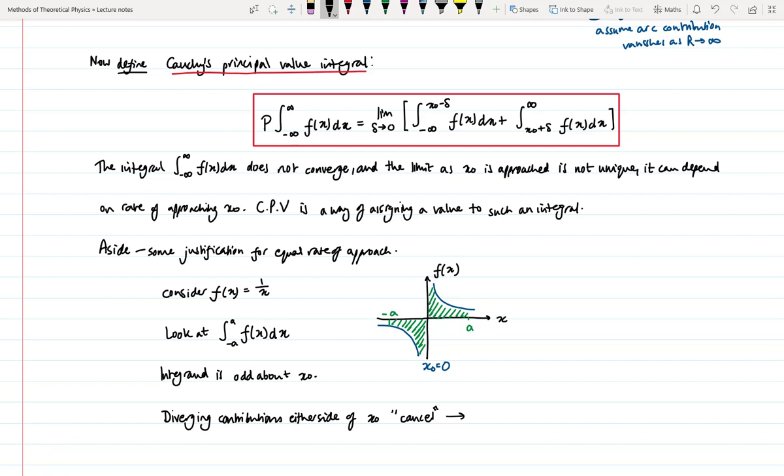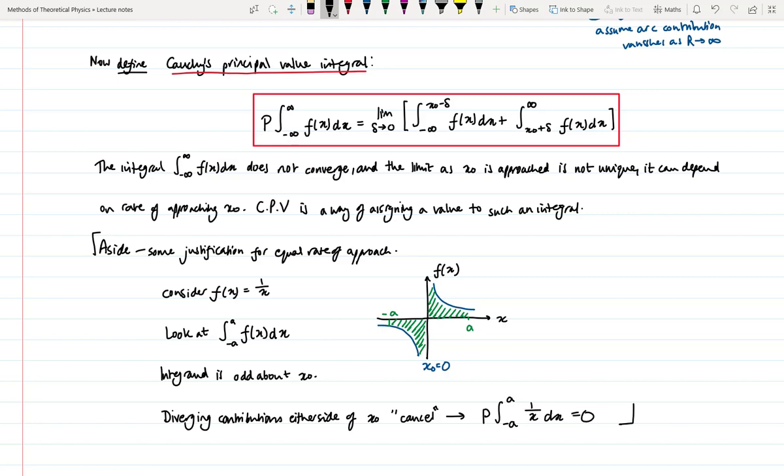And this motivates us to find the principal value of this integral to be 0. If you didn't have equal rates of approach, this principal value would not evaluate to 0. And there's more information in Arfken, Weber and Harris. So this was an aside.